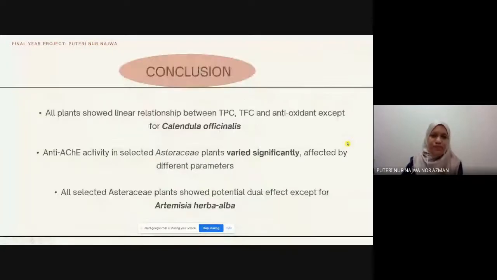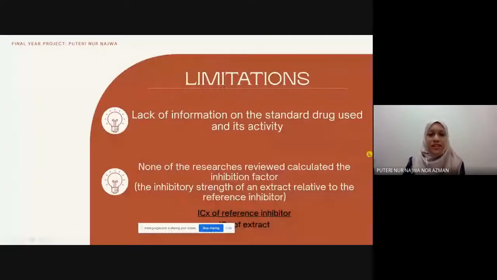In conclusion, all plants showed linear relationship between TPC, TFC, and antioxidant except for Calendula officinalis. Number 2, anti-AChE activity in selected Asteraceae plants varied significantly, affected by different parameters. And last but not least, 4 out of 5 plants here reviewed showed potential dual effect except for Artemisia herba alba. Regardless, there are 2 limitations that are worth discussing. Number 1 is the lack of information on the standard drug use and its activity. And number 2 is that none of the researchers reviewed here calculated the inhibition factor, which is the inhibitory strength of an extract relative to the reference inhibitor that can be calculated using this formula here.